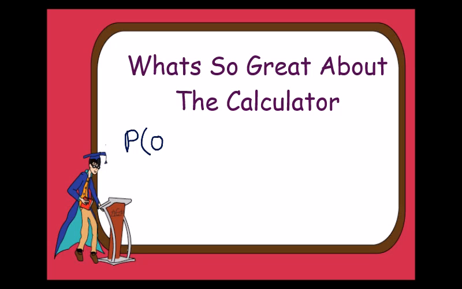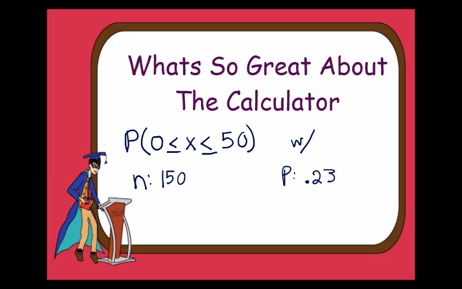For instance, if I want the probability that our variable is between 0 and 50, well, let's see here. And what do I have for a sample size? I have a sample size of 150 and a probability of success 0.23. So right now, this is bad. I mean, really bad. Because I'd have to find when x equals 0, x equals 1, and if I was to create the full distribution down to when x equals 150. That's nuts, especially in one night.